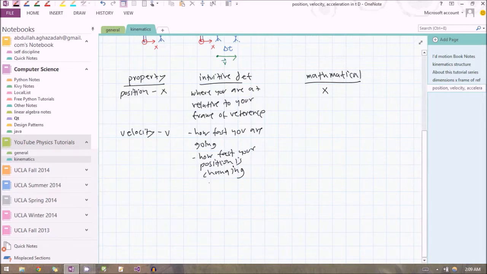And then let's talk about a mathematical definition of velocity. So we said that velocity is how fast your position is changing. So let's take the magnitude of the change in your position.